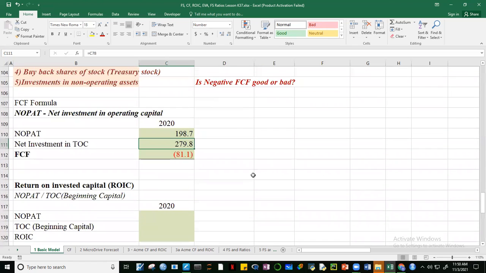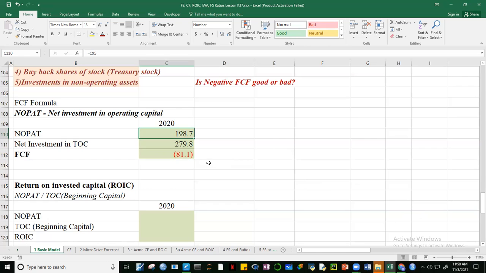A negative free cash flow will not be good if in the first place the NOPAT is negative. So when will the NOPAT be negative? If the EBIT is negative. If the EBIT is negative, then automatically your NOPAT will be negative. If the NOPAT is negative, then definitely your free cash flow will be negative. So in instances like that, where the company fared poorly as far as operating results are concerned, that's indicative of a poor free cash flow.